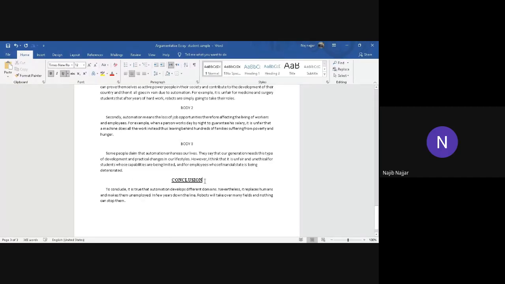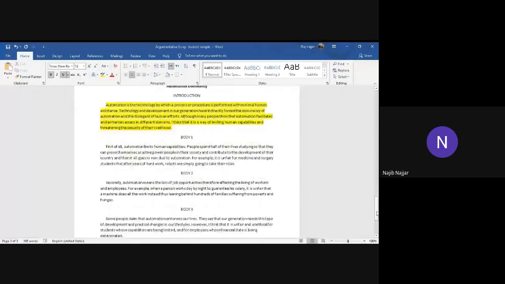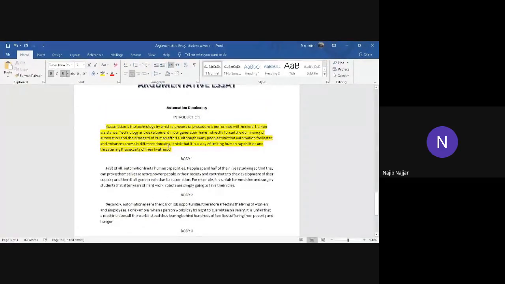Now, what are the parts of every single paragraph? Let's go up together here and go to the introduction. The introduction should be made of 2 parts. Please keep in mind the introduction should have 2 parts. The first part is this. This is what we call a background. Now I'm going to color it green so you can separate the 2 parts.